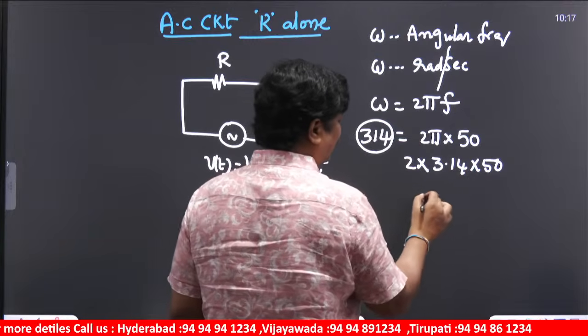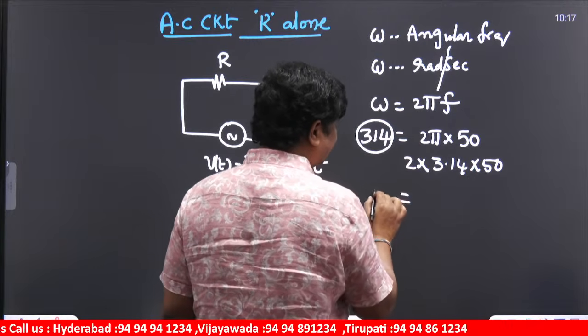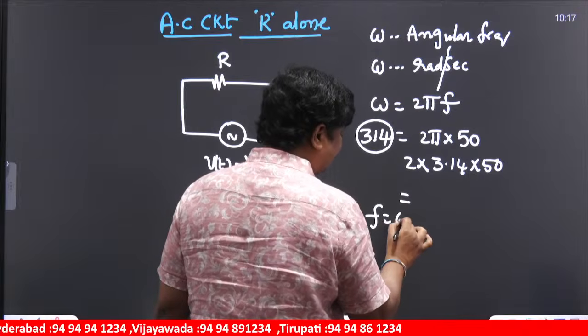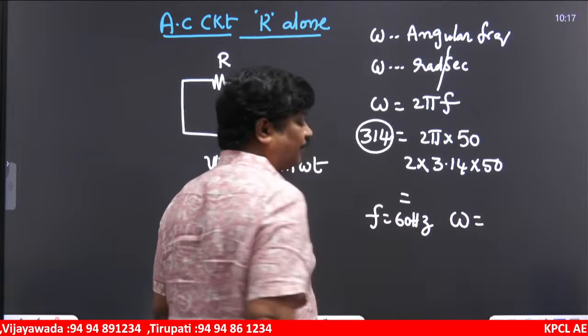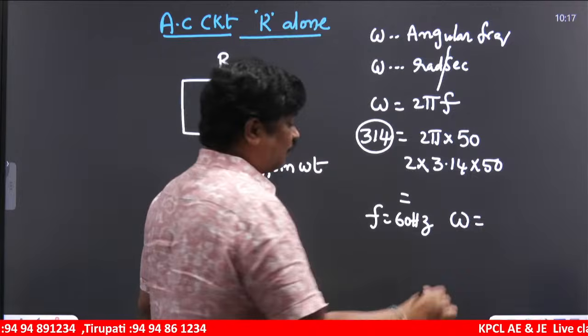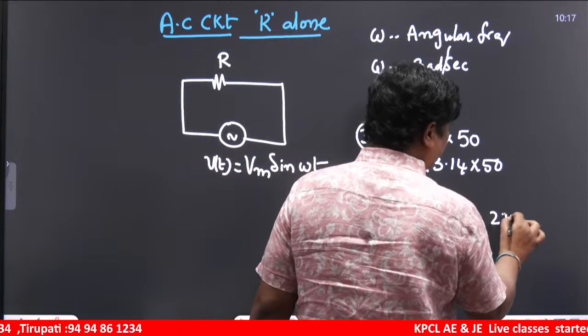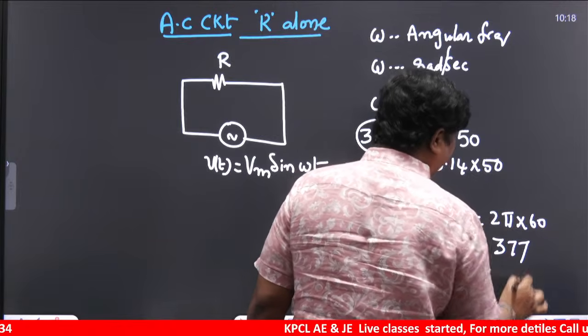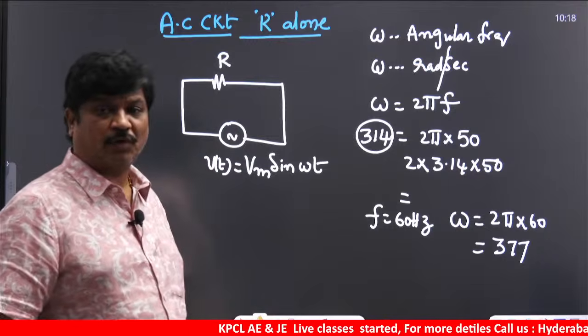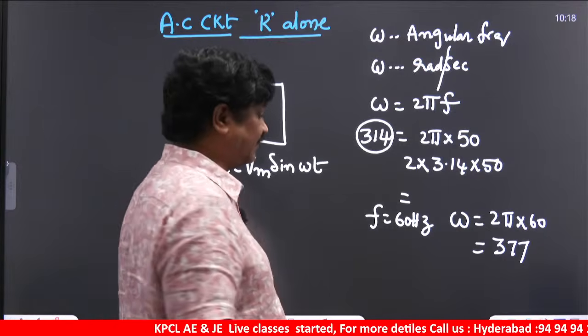So for example, if F is equal to 60 hertz, what is our omega? Omega is 2 pi into 60, that is equal to 377.